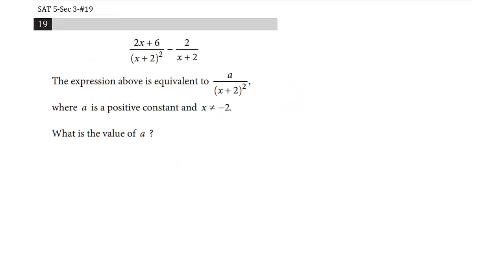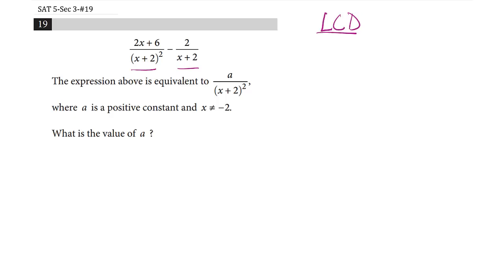The expression above is equivalent to a over x plus 2 squared, where a is a positive constant and x cannot equal negative 2. What is the value of a? As with every other question that we've seen on the SAT, this one is looking for a specific skill, and that skill is whether you know how to subtract fractions. To subtract fractions, remember we need a common denominator, so we're going to be looking for the least common denominator for these two denominators here.